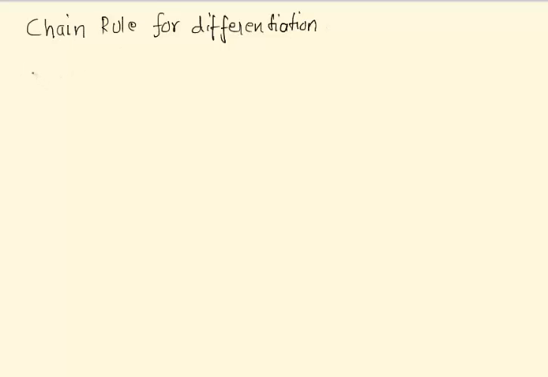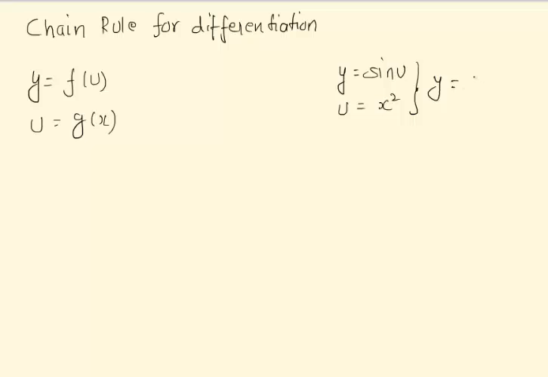It says, suppose y is a function of u. So if u changes, y changes, and u is a function of x. For example, it might be possible y is equal to sine u, and u might be x square. Then y indirectly depends upon x. In this example, essentially we are dealing with y is equal to sine of x square.